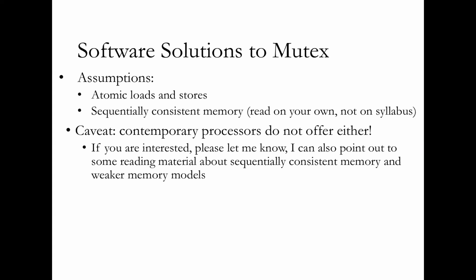There is an assumption, for example, that we use a sequentially consistent memory model. This is not on our syllabus. That's something you can read on your own if you are curious. And if you are really curious about these different memory models, let me know. I can point you to some reading material. But the point here is that modern CPUs don't actually support the sequentially consistent memory model. There is a way they can enable it by using so-called memory barriers, but typically they support much weaker memory models.